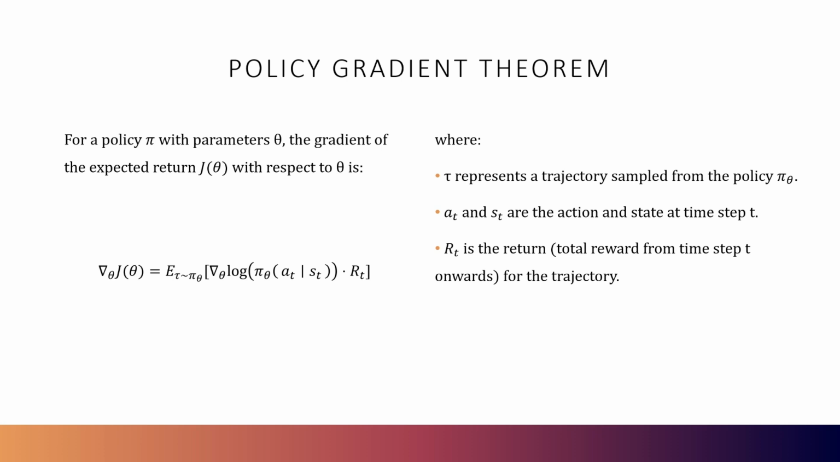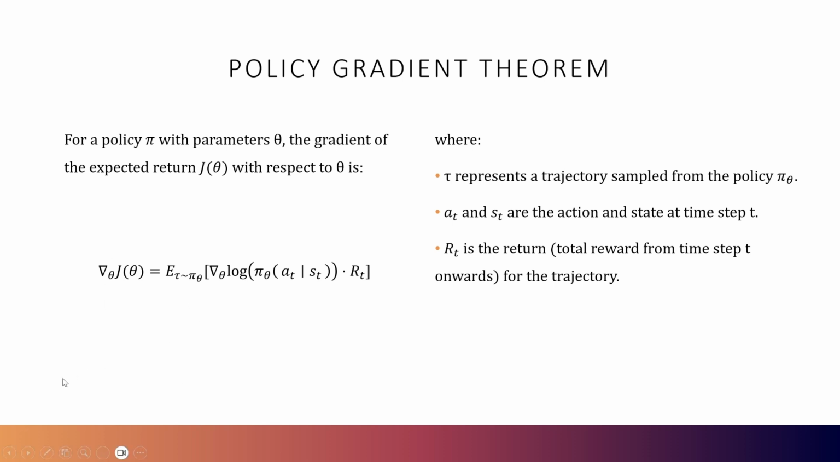So let's look at this theorem. This wouldn't be a complete explanation, but let's look at the formal statement. For a policy pi with parameters theta, the gradient of the expected return J of theta with respect to theta is this big term here, where tau represents a trajectory sampled from the policy, and a_t and s_t are the action and state at time step t. R_t is the return, and we'll look at all these terms in more detail later.